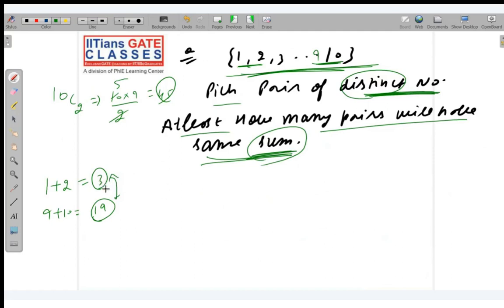So the sum can be 3, then 4, then 5 and so on up to 19. Are you getting it? 3, 4, 5 up to 19. So again the same question: how many numbers are there from 3 to 19? So 19 minus 3 plus 1. Upper bound minus lower bound plus 1.